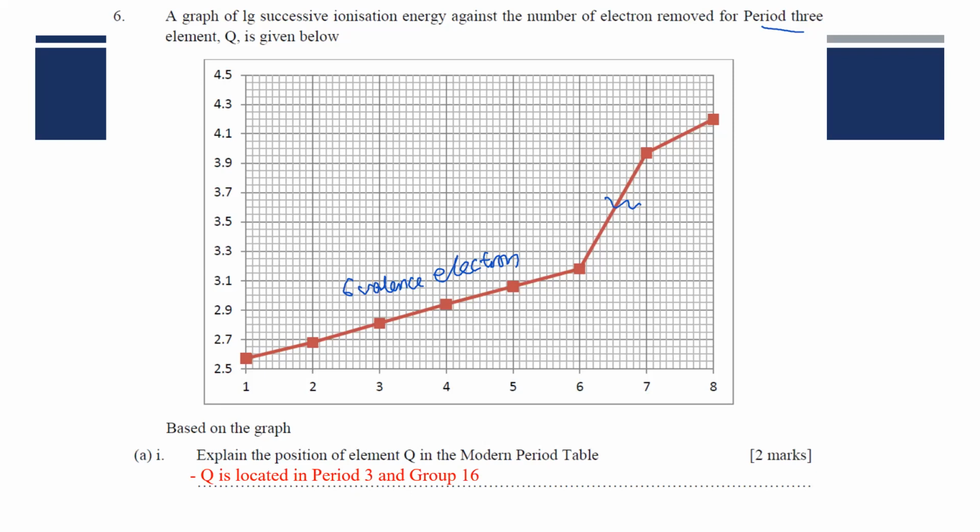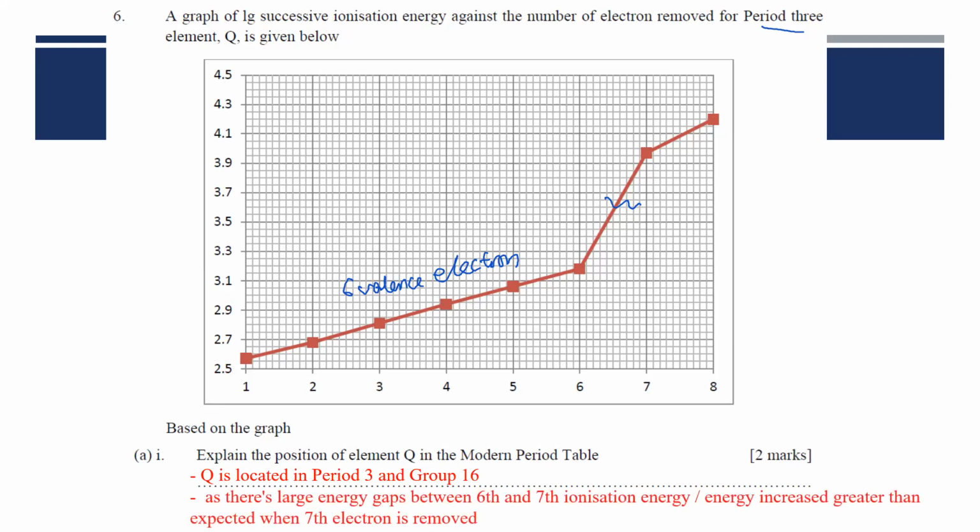Okay, so how do you explain it? There is a large energy gap between the 6th and 7th ionization energy. The energy increased greater than expected when the 7th electron is removed. So this is how we deduce that. How do we determine which atom has 6 valence electrons? Okay, so that is for number 6A.